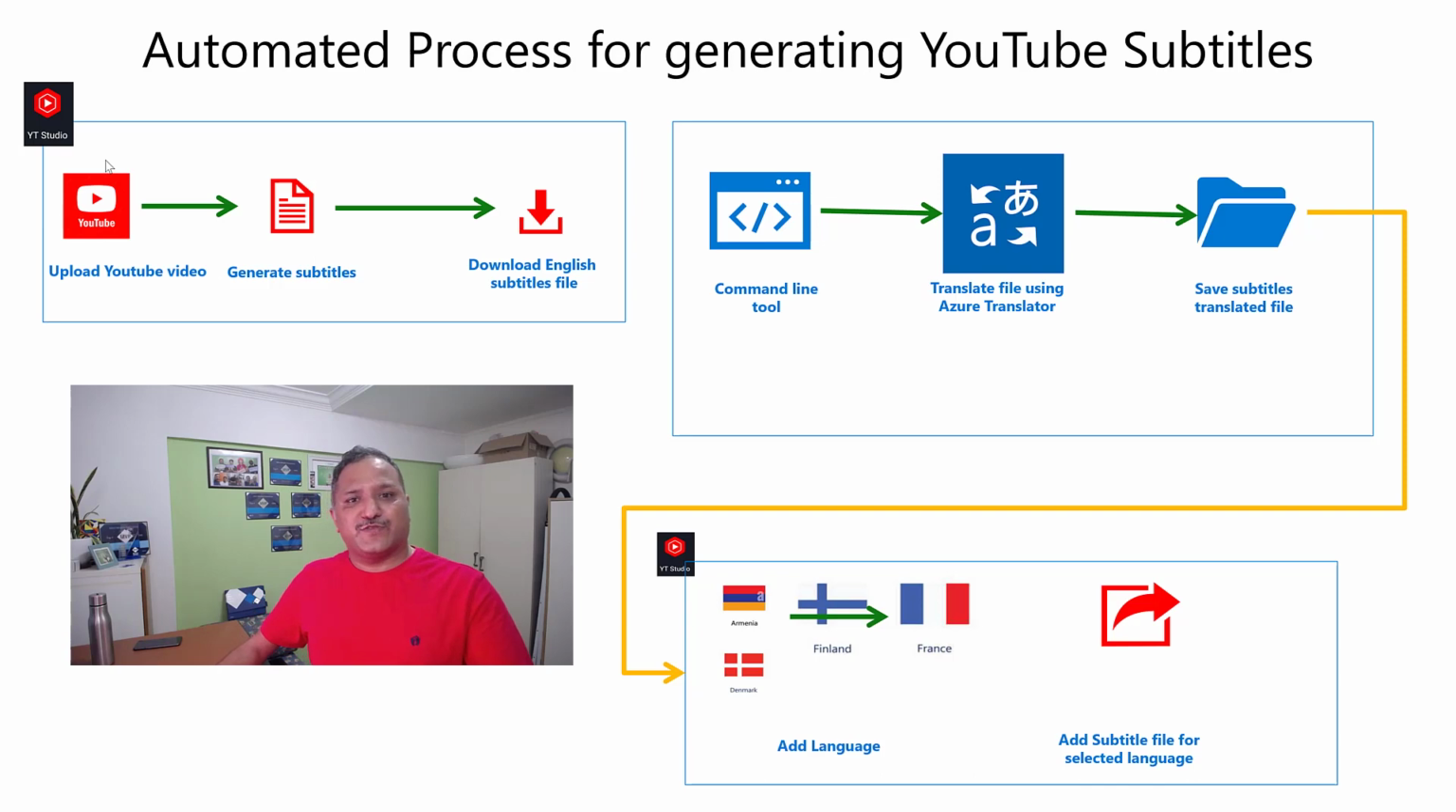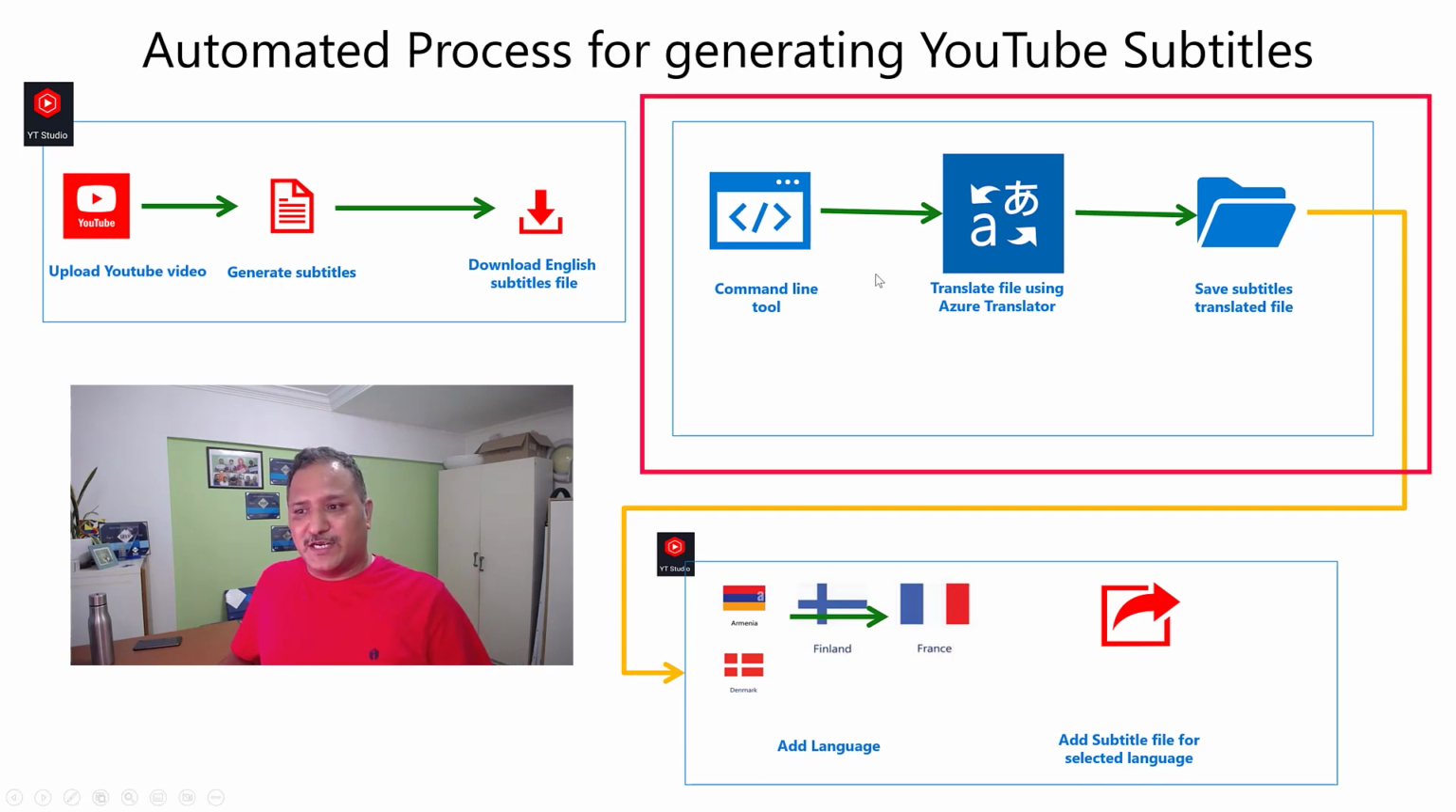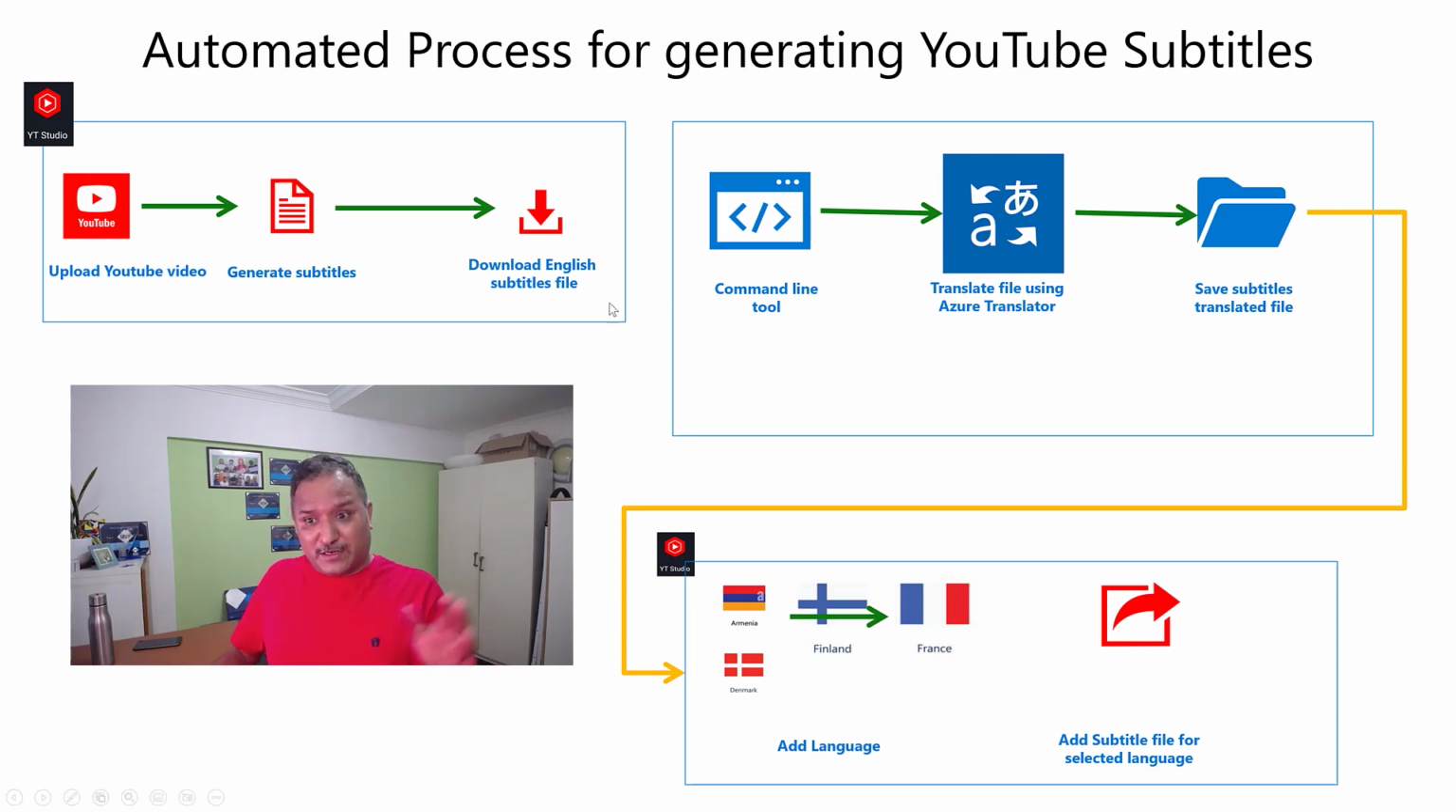Once that first file is generated, I download that file and then I use this command line tool which I created to translate it using Azure Translator. And I also built this loop part where I pass those configured number of languages, and this particular file is converted into all those languages that I specified, and it gets saved into this target folder.